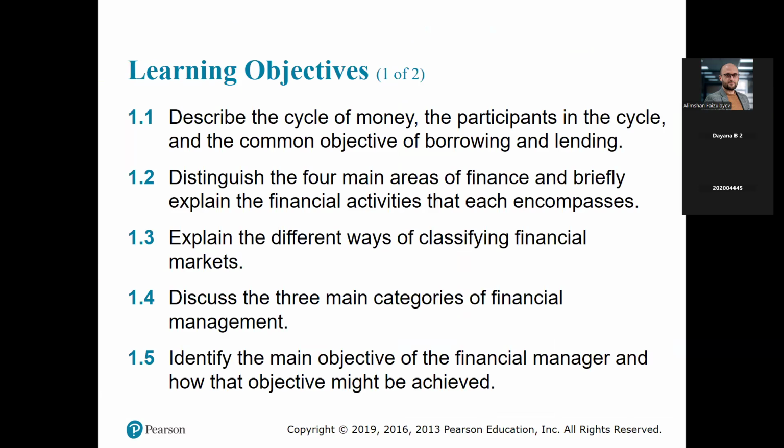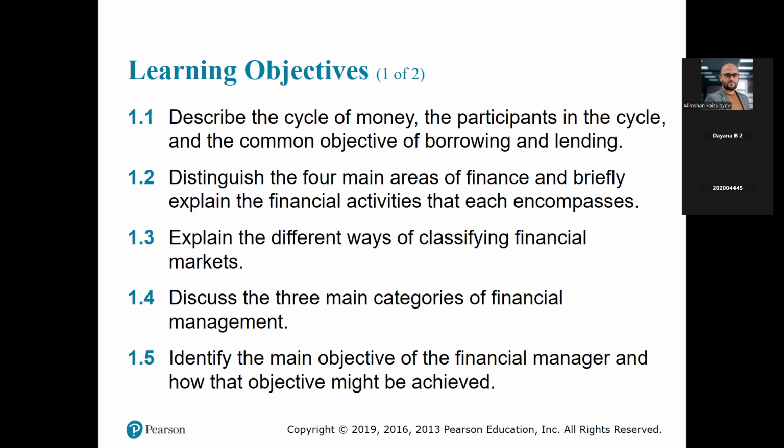So the learning objectives of this chapter: we'll describe the cycle of the money, the participants in that cycle, and the common objective of borrowing and lending. We'll try to differentiate the four main areas of finance and briefly explain how the financial activities fit each. And we'll explain the different ways of classifying financial markets. You know that there are financial markets, but there are different types of financial markets, not only one type. We'll discuss three main categories of financial management.